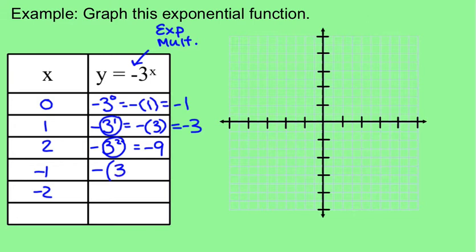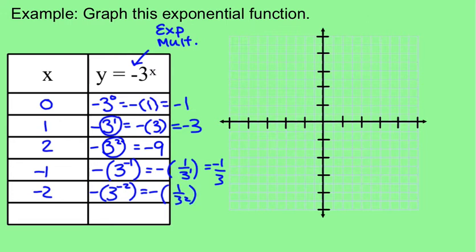Now 3 to the -1 power. Remember, those become fractions when you have negative powers. So you have 1 over 3 with a +1. So we get -1/3. And then our last one, negative, and then 3 to the -2 power becomes 1 over 3 squared, which is 1/9. So you're going to get -1/9.